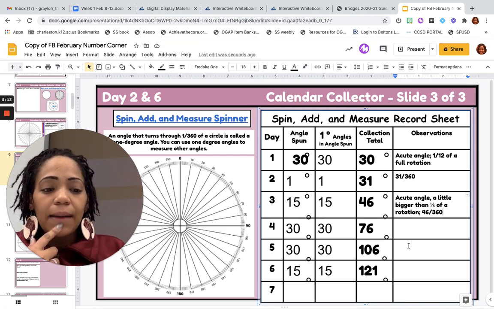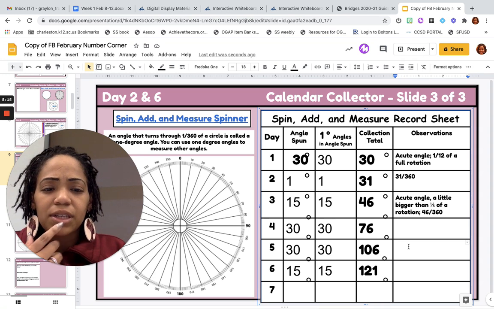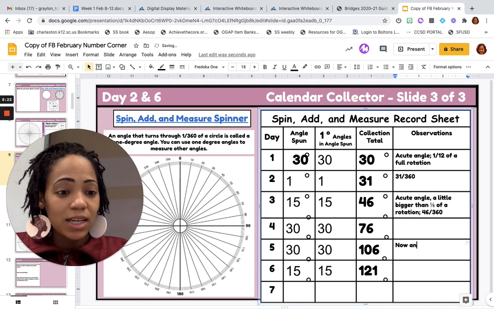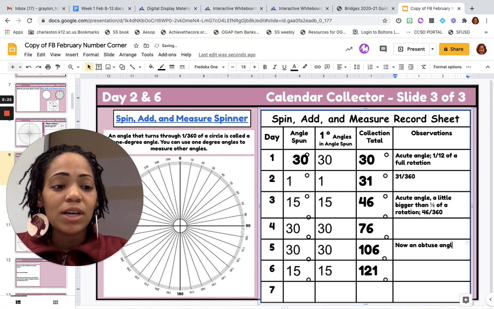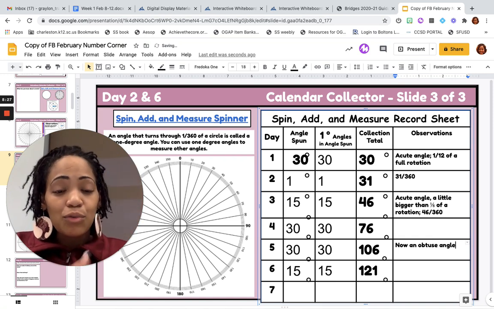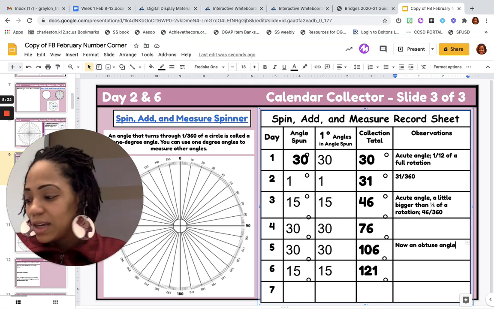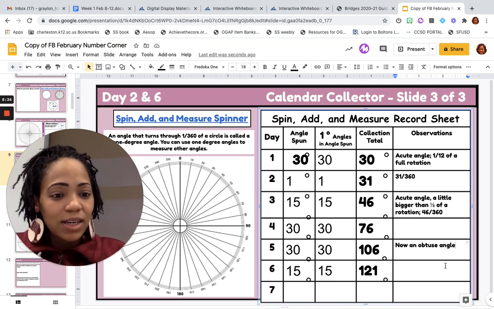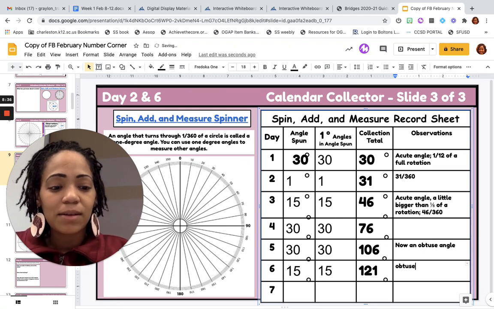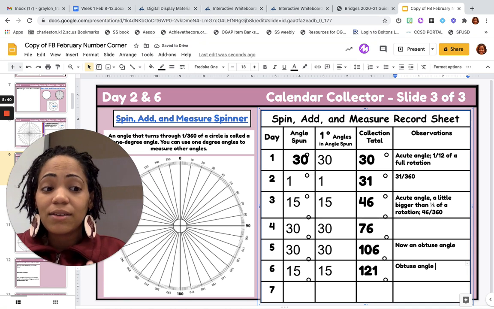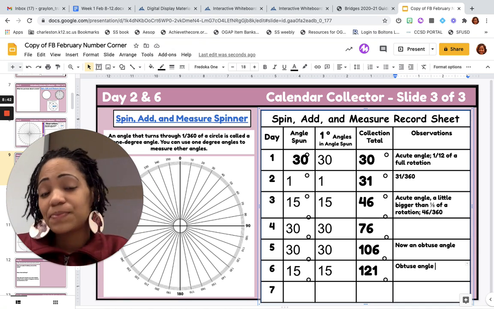Now, what happens when we get to 106 degrees? What kind of angle do we now have? Yeah, it's now an obtuse angle. And an obtuse angle is anything greater than, you got it, greater than 90 degrees. So this is an obtuse angle, this is an obtuse angle, and if we want it, we could write the fractional piece of the circle.